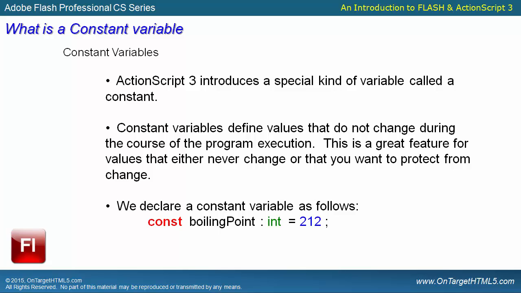So I use const instead of var. I give the variable a name. Then I set the data type, just as we've done before, and then I give it a value. In this case, I've got a constant variable called boiling point. I've data typed it as an integer, and keep in mind that colon is very important. That's what signifies our data type. Then I've given an assignment of 212 degrees, the boiling point of water, 212 degrees. And then I end that with a semicolon.